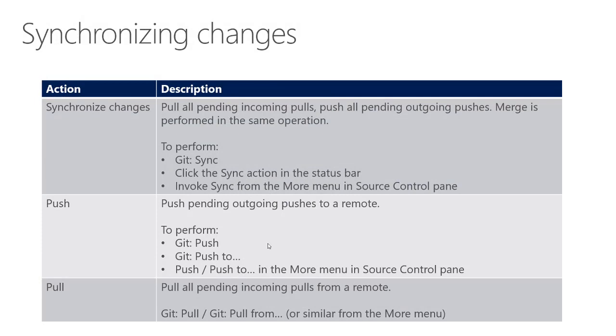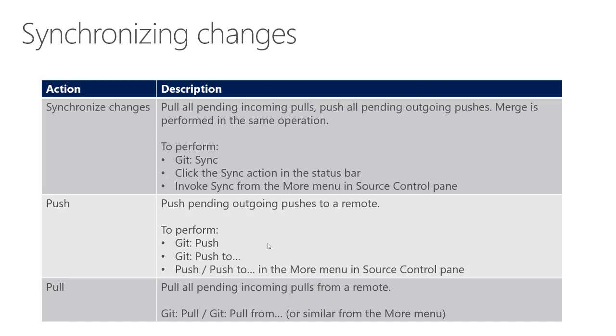Synchronizing changes is where you pull the pending incoming pulls and push all the pending outgoing pushes, and merge is performed in the same operation. So if you do a synchronize, that pushes and pulls and merges in one action. And so the push is pending outgoing pushes to a remote.